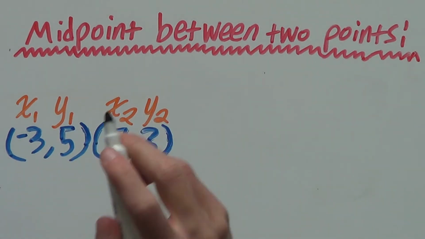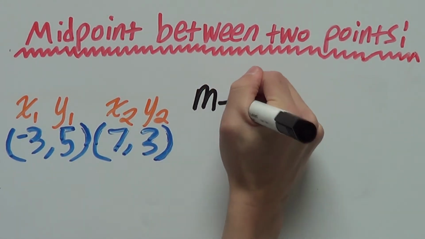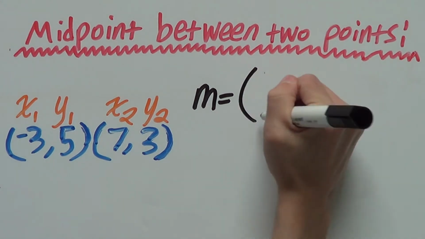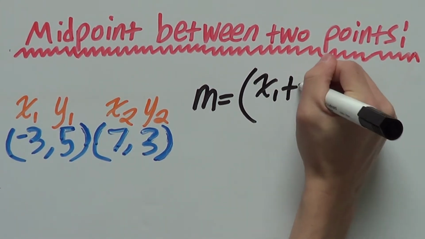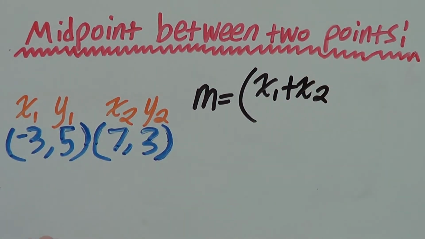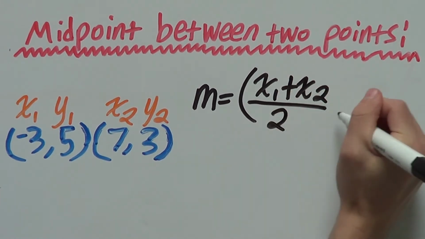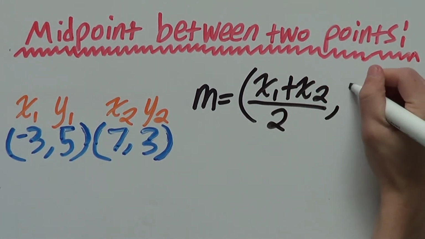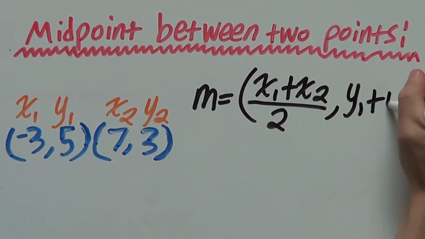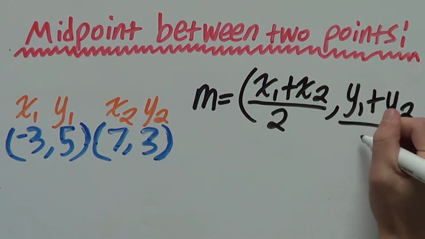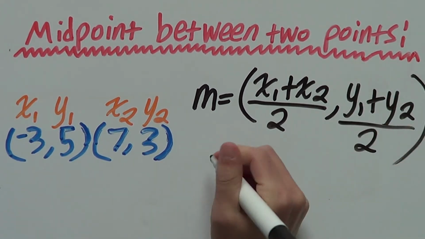The midpoint formula is midpoint equals x1 plus x2 over 2 as well as y1 plus y2 over 2.